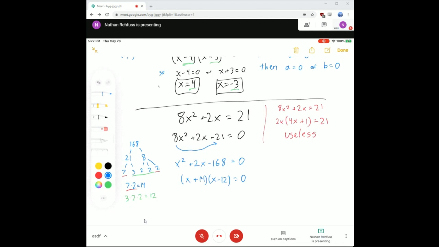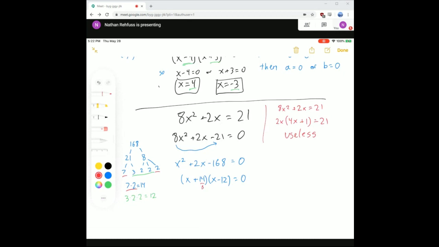Now I need to slide back. So I need to divide both of these by 8. So I'm going to get x plus 7/4 and x minus 3/2. And to finish, we're going to slide those denominators back up. So I'll call this one 4x plus 7 and call this one 2x minus 3.